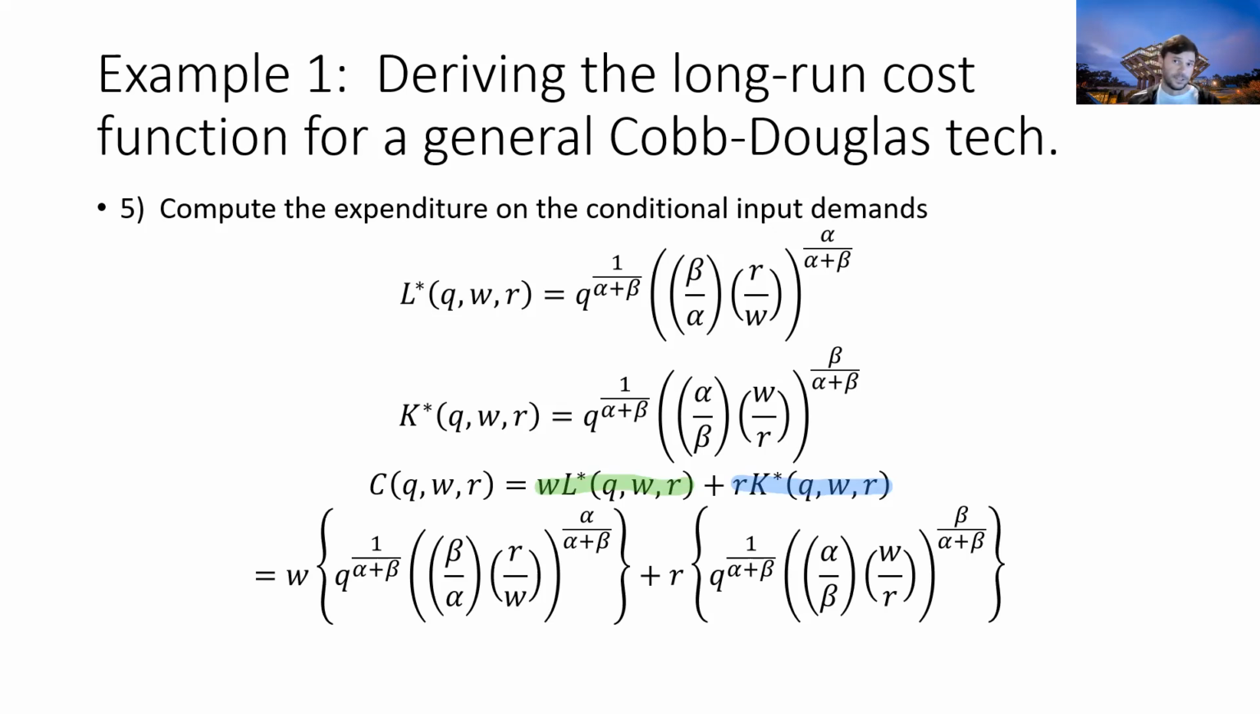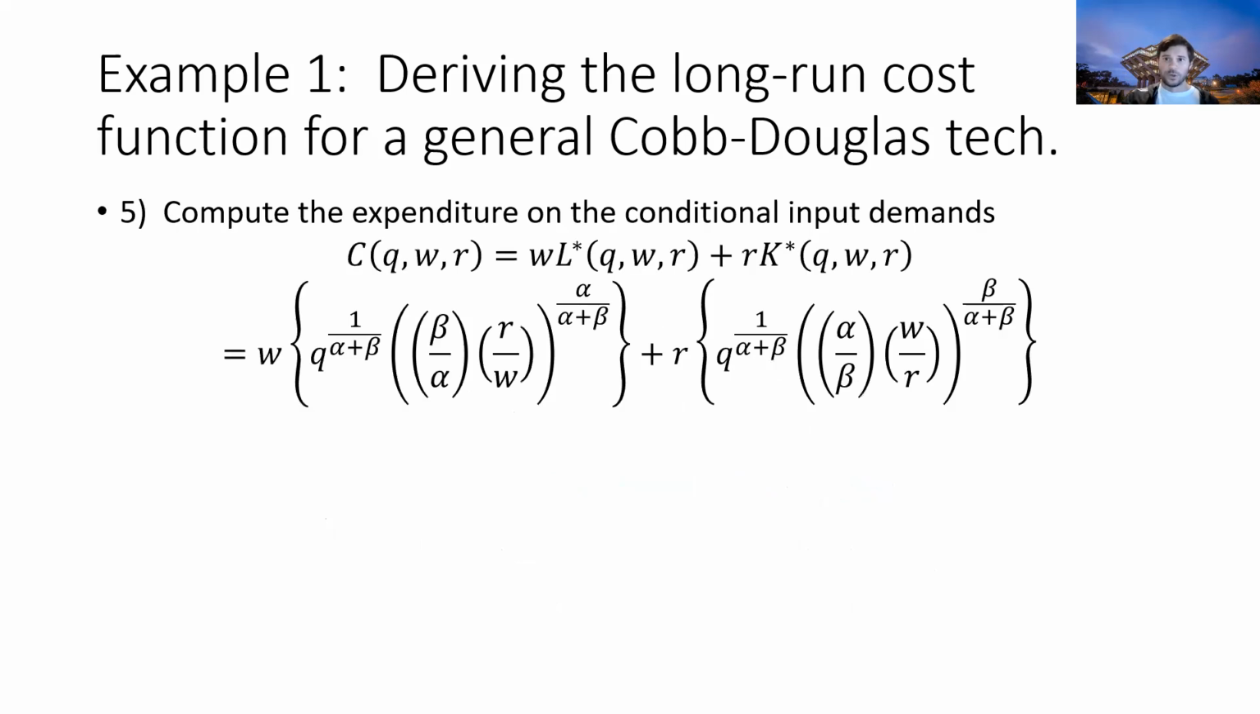And I'm going to redefine some things in a moment, so we're not looking at a ton of constants being multiplied by each other. I'm going to come back to that in just a second. So step 5, right? This is very similar to how we found the short run cost function, right? We take our input demands and we figure out the expenditure on them. We plug them into that total cost expression. And once we're here, we can do some simplification.